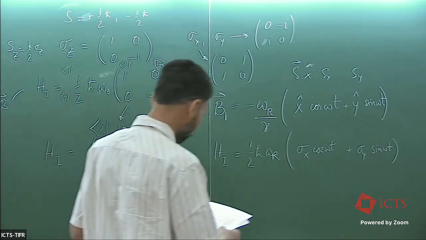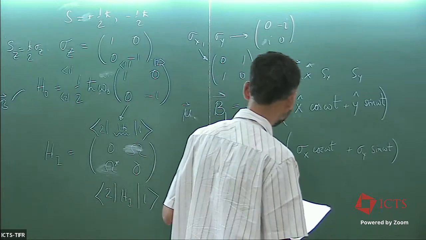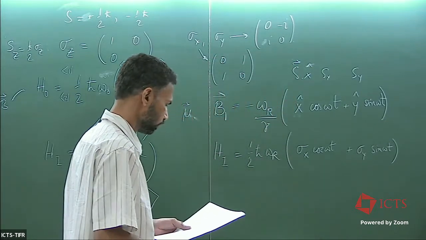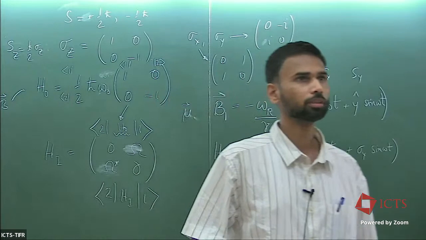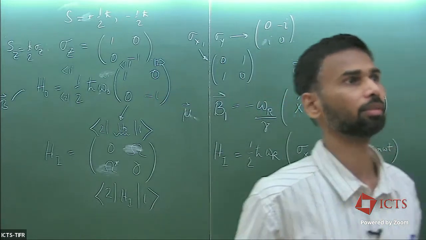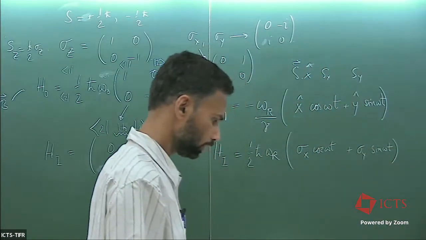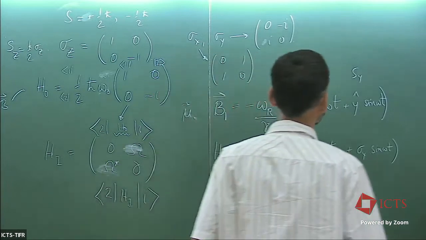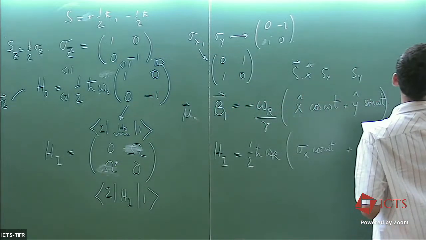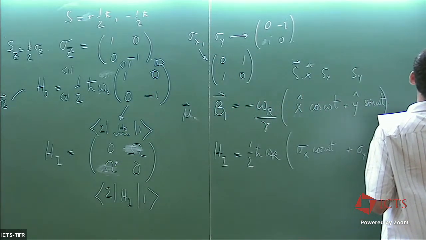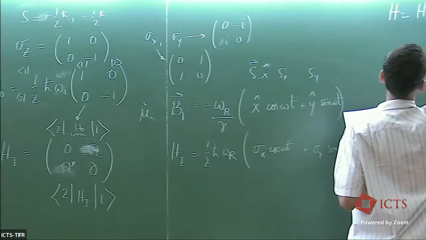Okay, so now I want to look at this problem in the rotating frame. So what do I mean? I mean the following. My total Hamiltonian is H0 plus HI.